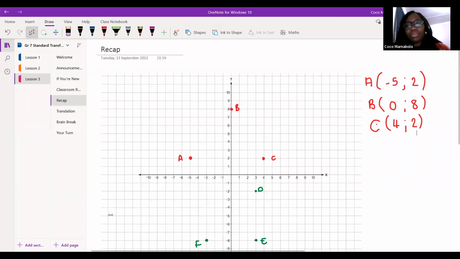Well done, amazing stuff. What kind of shape do I have? If I connect all of these things, what kind of shape am I going to have, guys? Good, and today it's a triangle.